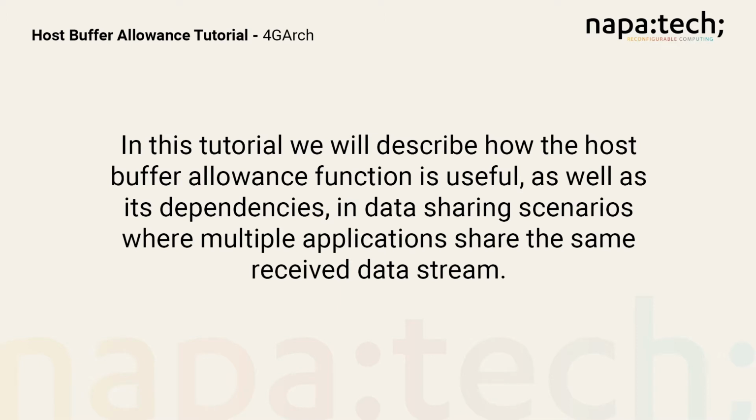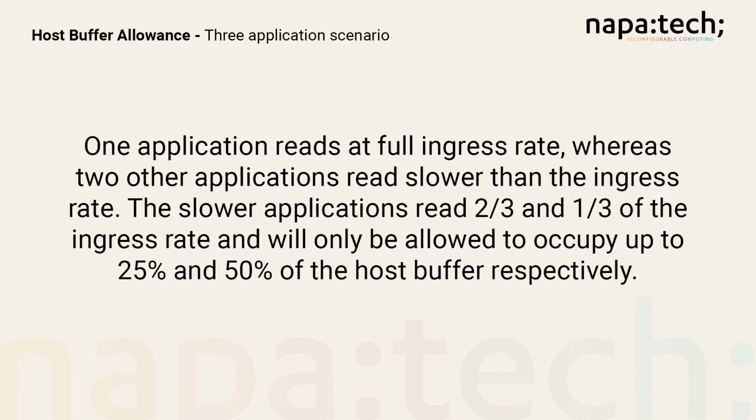In this tutorial we will describe how the host buffer allowance function is useful in data sharing scenarios where multiple applications share the same received data stream. As you will see, data is shared between applications in a ring buffer. By assigning a host buffer allowance level for each application, multiple applications with different performance capabilities can share data in the ring buffer. The host buffer allowance level is defined as a percentage for each application and configured via the nt_netrx_open function.